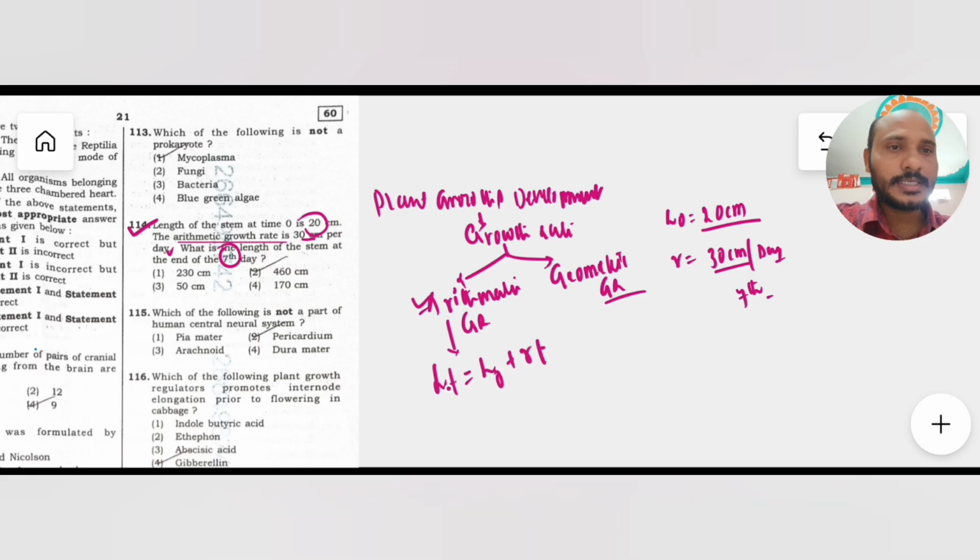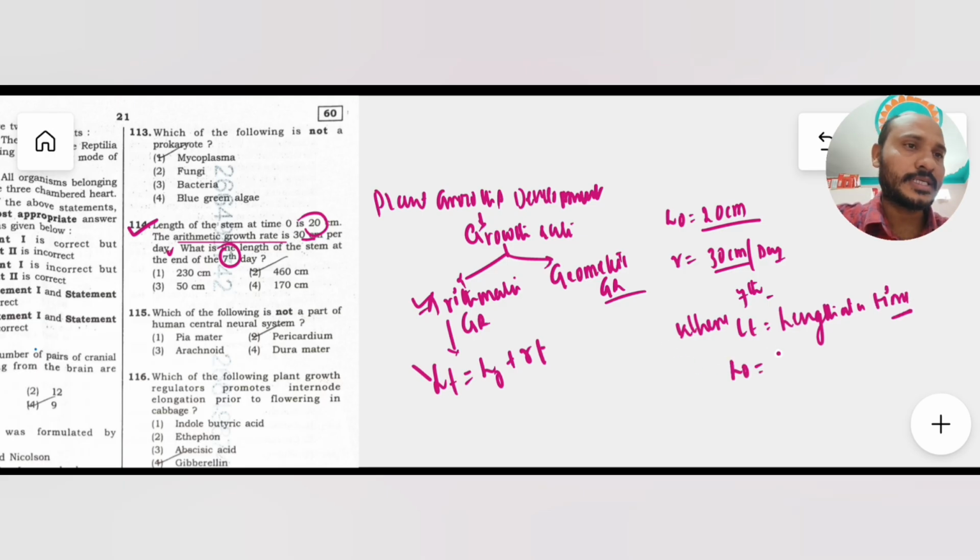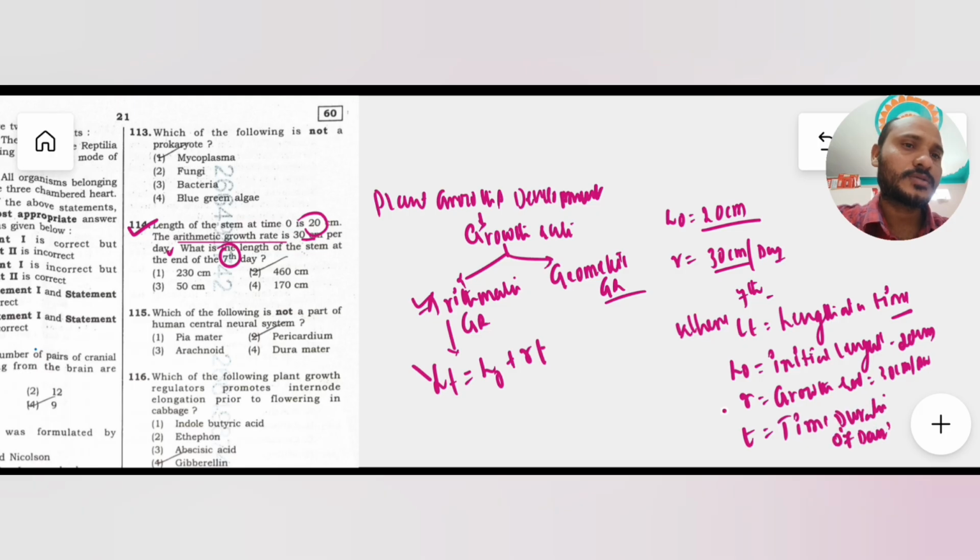Here Lt represents length at time t, which we have to find. L0 represents the initial length, which is 20 centimeter. R is the growth rate, so how much growth rate per day? 30 centimeter per day. T is the time duration, so how many days? After 7 days. If we put all these things in this formula, then we have the answer.